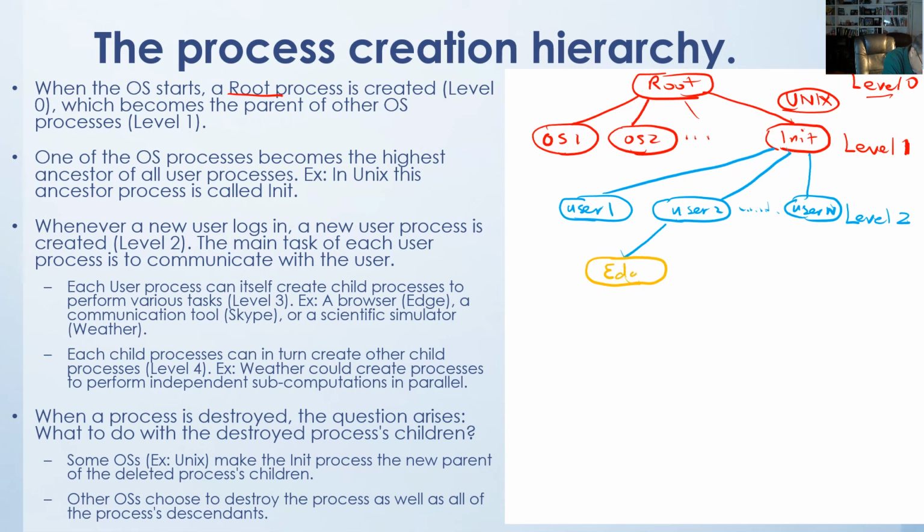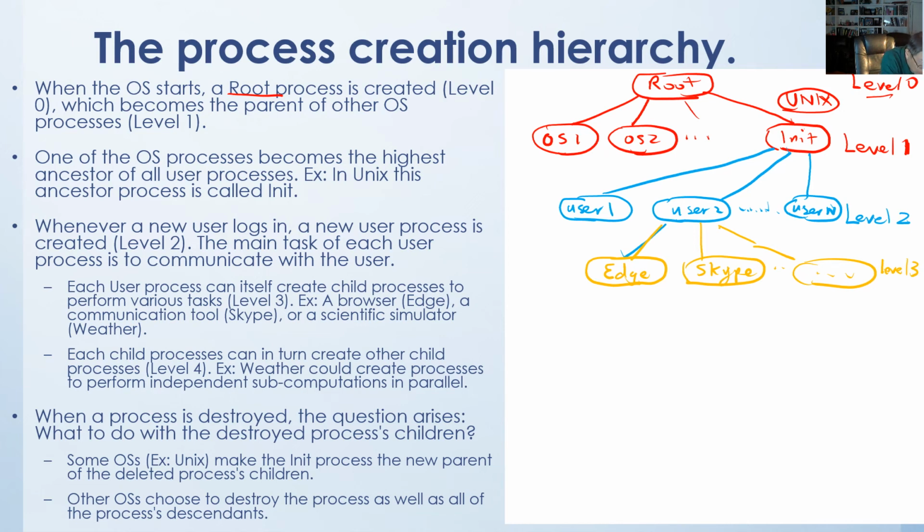We say Edge. Okay, Edge is the one, and then you can also create another process, like if you use applications like Skype, and then you can create a whole bunch of different user processes. And then you can create another one. I don't even bother to put the name here. And these user processes are all at level 3.